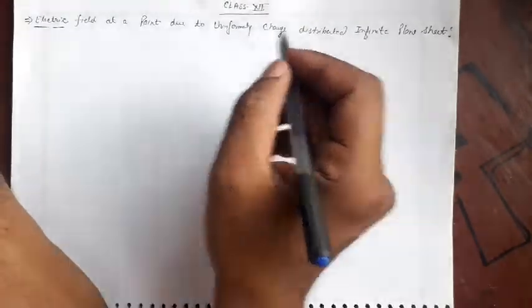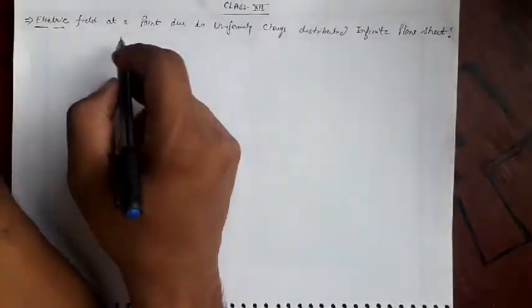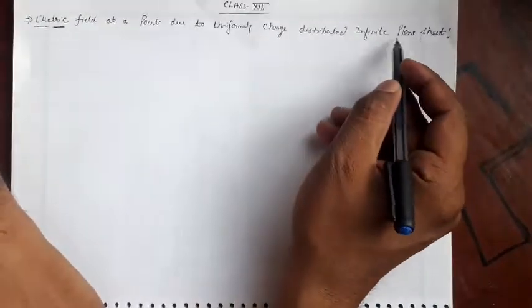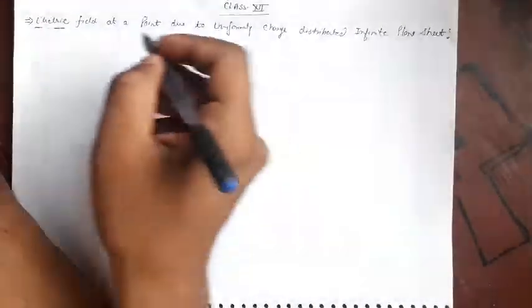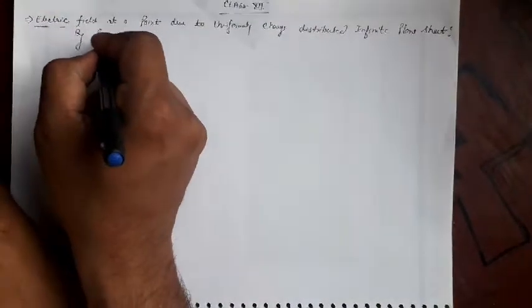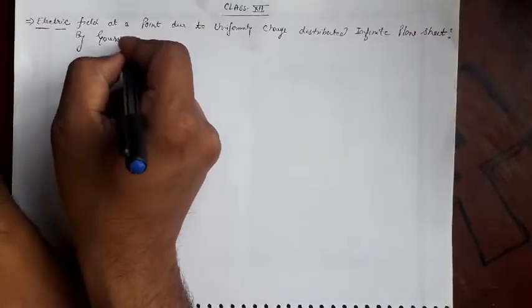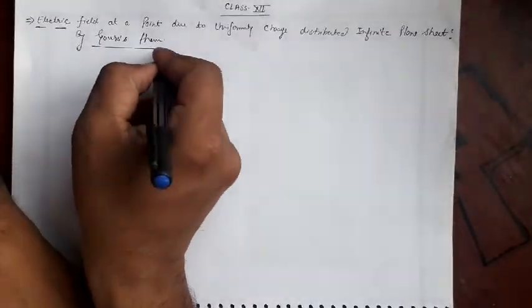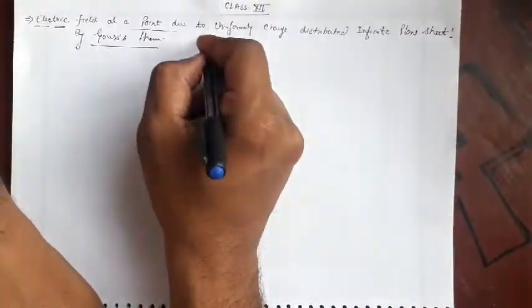Now today we will start the electric field at a point due to the uniformly charged infinite plane sheet by Gauss theorem. तो Gauss theorem को अप्लाई करते हुए we will derive the derivation.